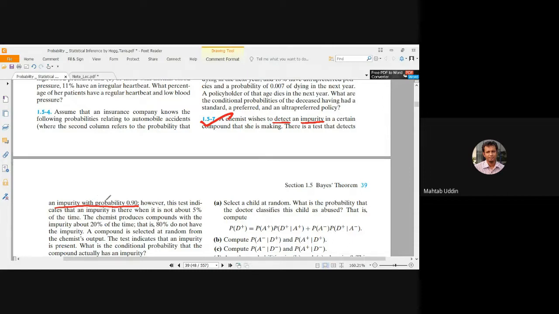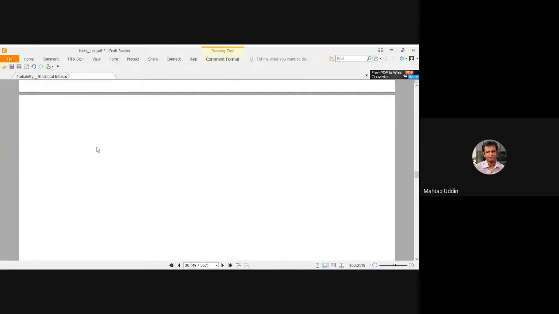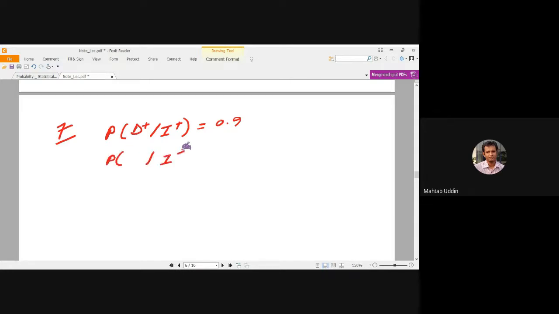Detect the impurity with probability 90%. That is, impurity present and detected. So we are taking detected with impurity present. This is 0.9. Okay. So what will be the probability if impurity is present but cannot be detected? What is the probability here? 0.1.